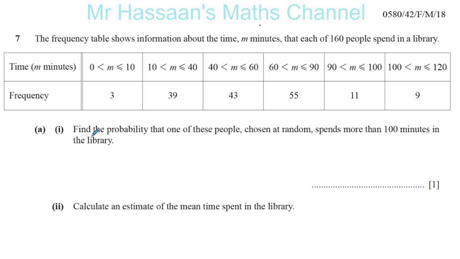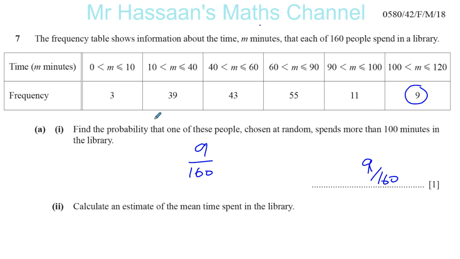We have to find the probability that one of these people chosen at random spends more than 100 minutes in the library. So we look to see that these 9 people spent more than 100 minutes, between 100 and 120. So there's 9 people out of a total of 160. That's your answer, that one of these people spent more than 100 minutes, as simple as that.